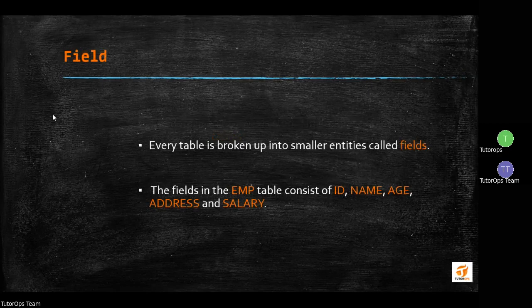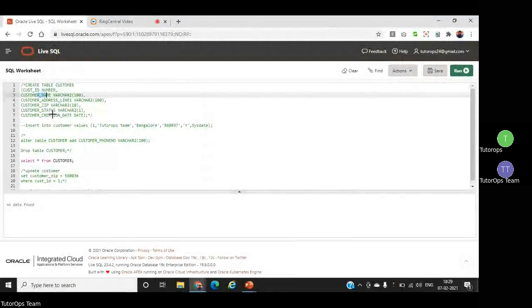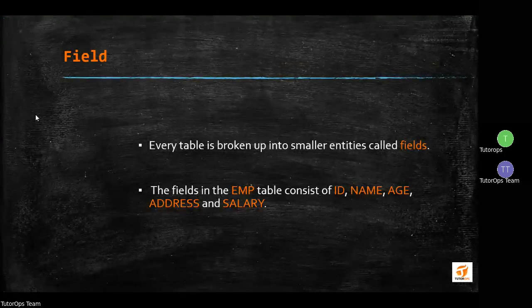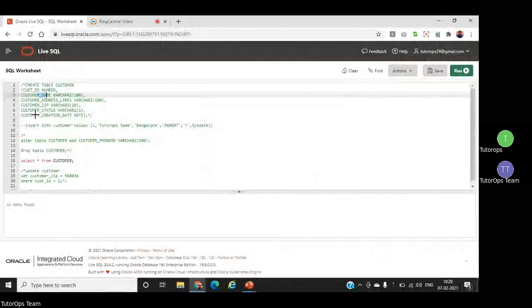Field. Every table is broken up into smaller entities called fields. The fields in the employee table consist of ID, name, age, address, salary. In this customer table, the fields are customer ID, customer name, customer address line 1, customer zip, customer status, customer creation date. Those are the fields of that table. With all these fields, you are creating the customer table.